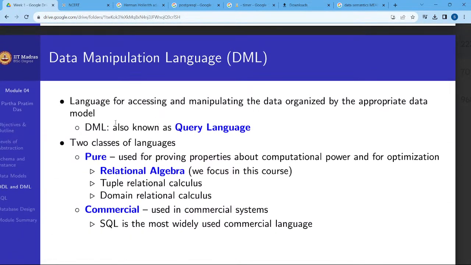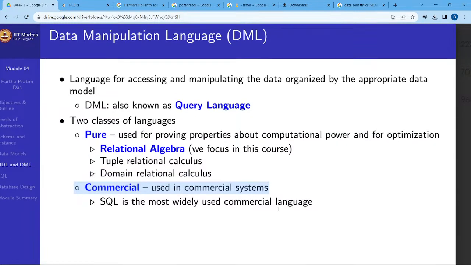Now, what is data manipulation language? Language for accessing and manipulating the data. So once you have formed the table, you need to add instances, add information, add data to the table. You use DML then. DML is primarily known as query language. Two classes of this language. The one is pure, used for computational power and optimization, used by scientists and researchers, whereas commercial one being used in companies or large enterprises.